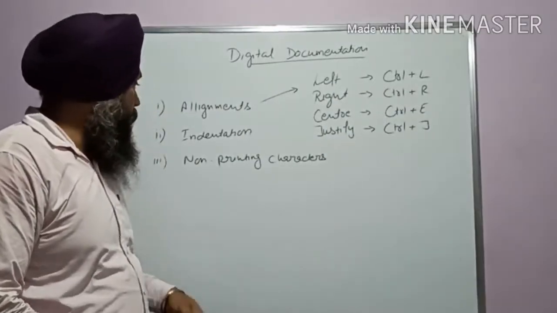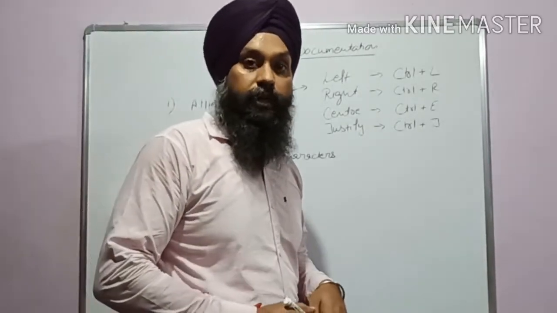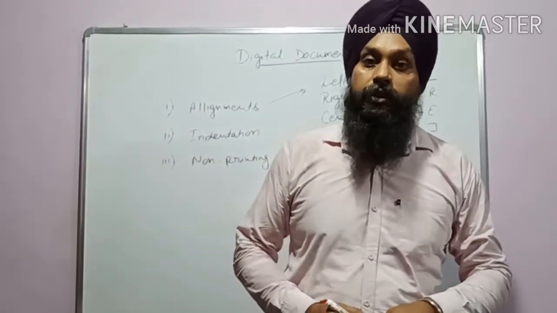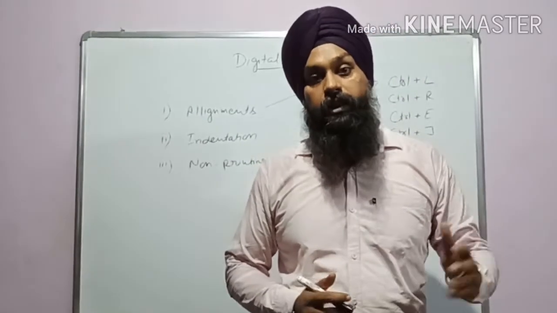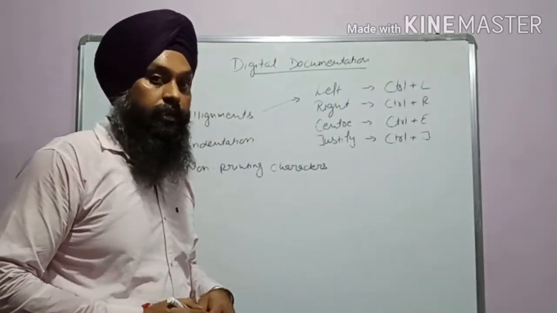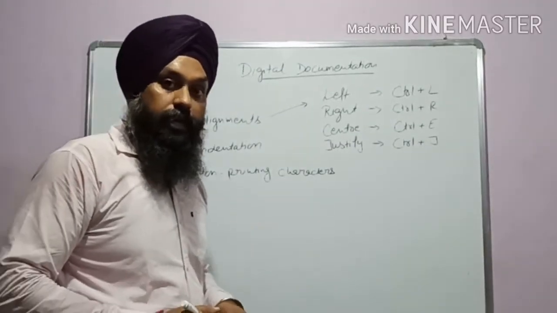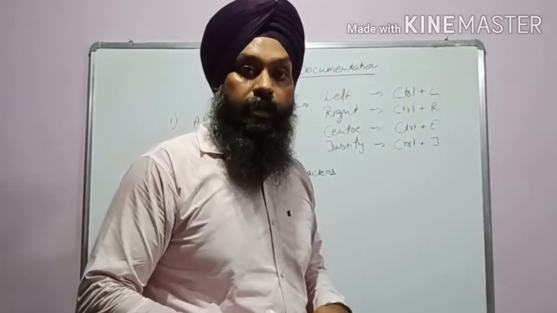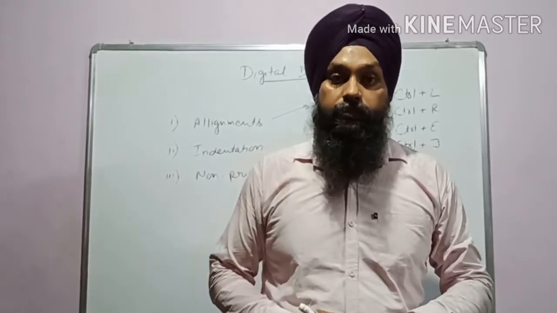Next we have the indentation. Indentation is the space between the margin of the page and the text. We can set the indent at any position. We can increase the indent and we can decrease the indent. There are three types of indents. First one is the first line indent. Next we have the hanging indent, and thirdly we have the right indentation.